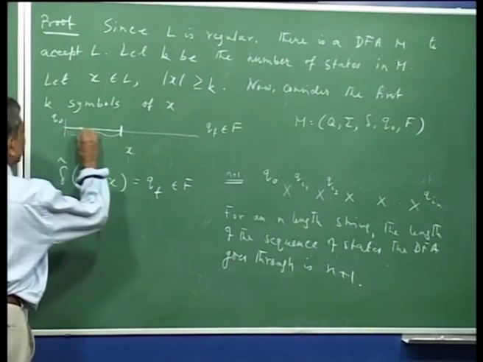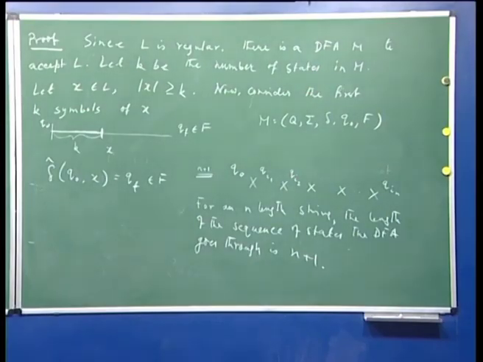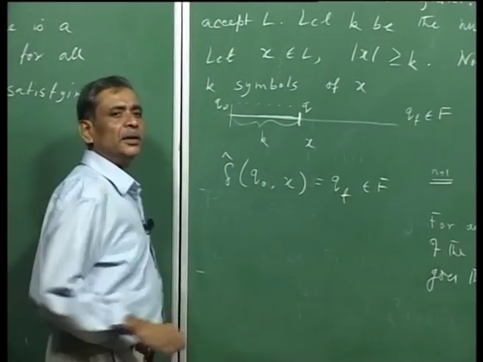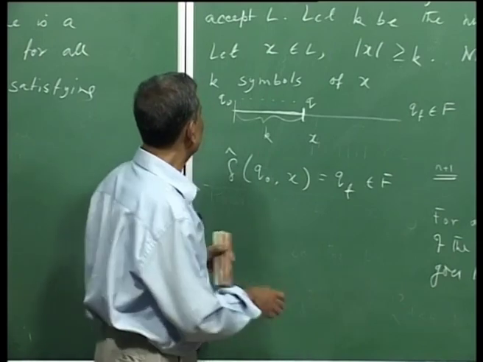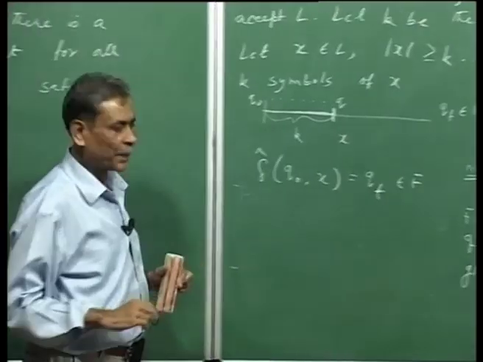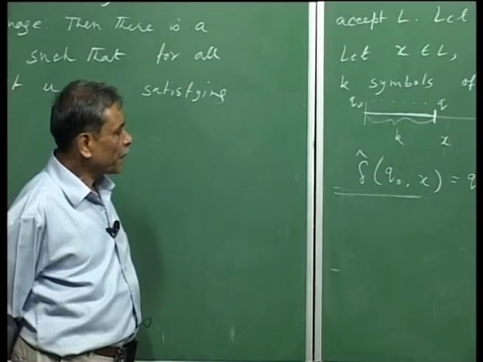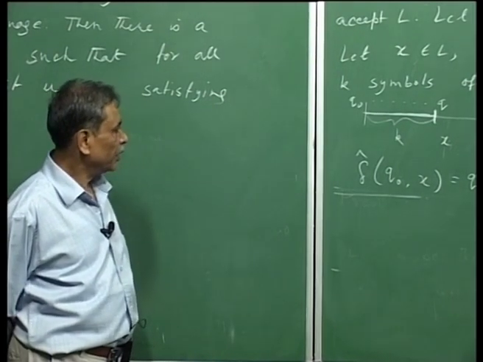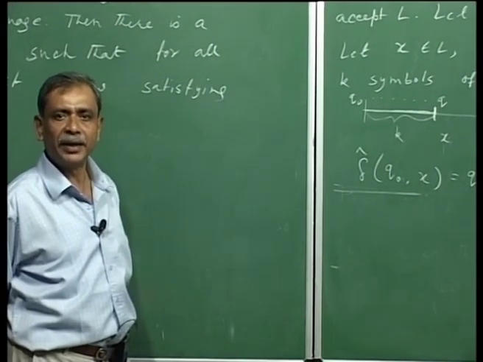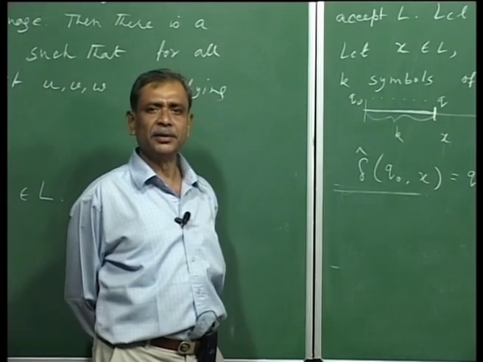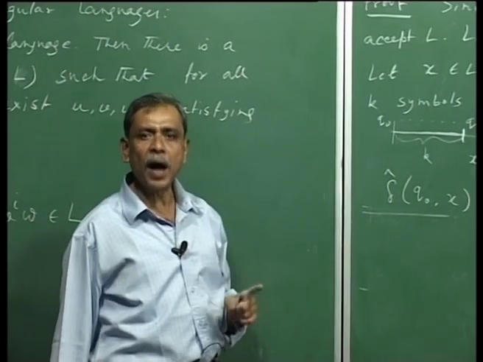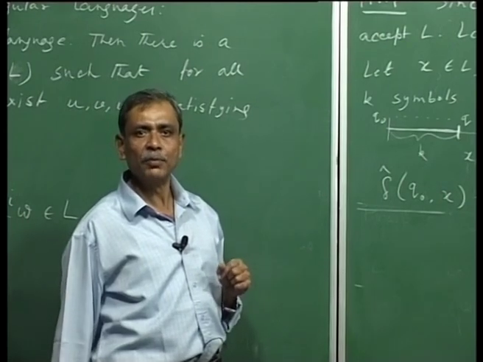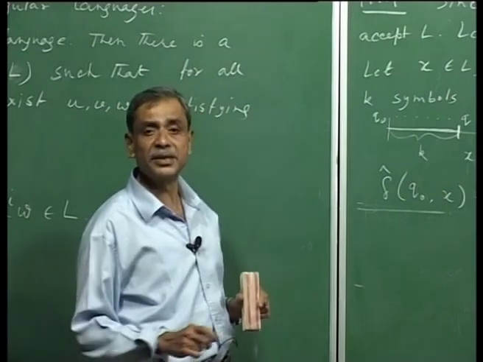Now, this part of the string we said is exactly of length k. What does it mean? The sequence of states through which the machine will go on this part of the string, which is of length k, is of length k plus 1, from the fact that we have written. Now, this is the most crucial observation: the sequence of states is of length k plus 1, and totally how many states are there? K, because that is what we have assumed. Let k be the number of states in M, and the sequence has 1 more than the total number of states. The length of the sequence is 1 more than the total number of states in the machine.